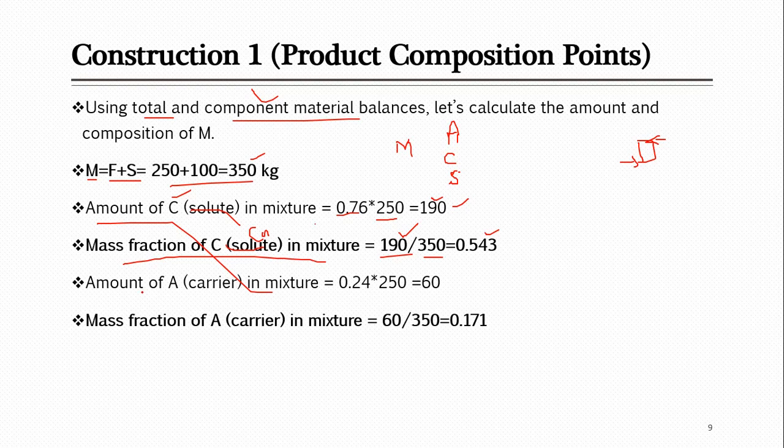Like for A, here A is the solute, now they are just interchanged, sorry for this. So A is actually the solute, and C is the carrier, so correct it. And it will be 0.24, because we know that A was 24%, so multiply by the total amount, and this is the only component which was part of only the feed.